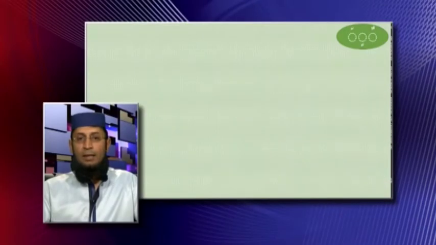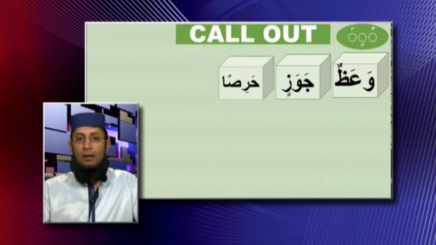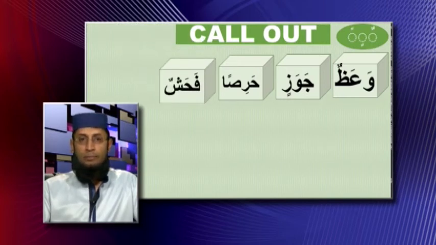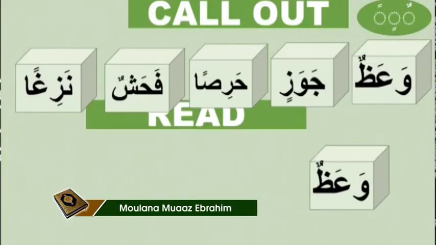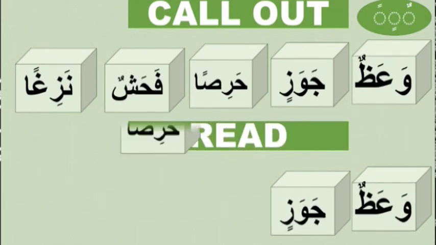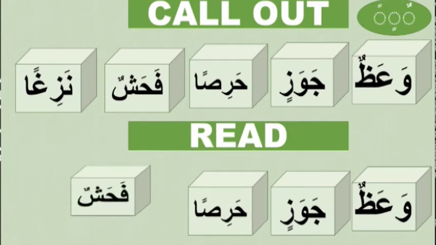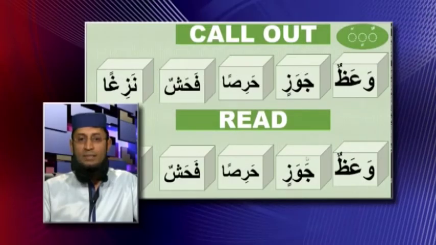That's the reading phase. Now we take examples that are mixed with an, in, and un. The first one, wa'adun, jawazin, harisan, fahashun, and nazighan. Right, the same examples. Let's do the reading phase. Wa'adun, jawazin, harisan, fahashun, and nazighan.